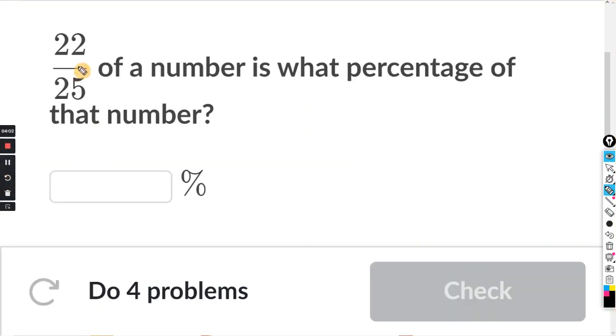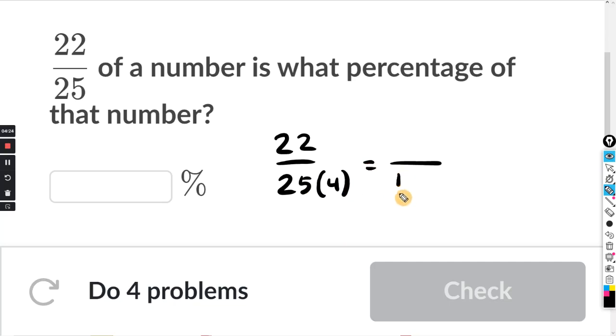All right, last one, we have 22/25. Again, you can use the calculator, but if you want to do it manually, you want to get a 100 in the denominator. So I know that 25 times 4 will give me 100 in the denominator. So if I multiply the denominator by 4, I have to multiply the numerator by 4 as well. You have to do the same multiple on the top and the bottom. 22 times 4 is 88.